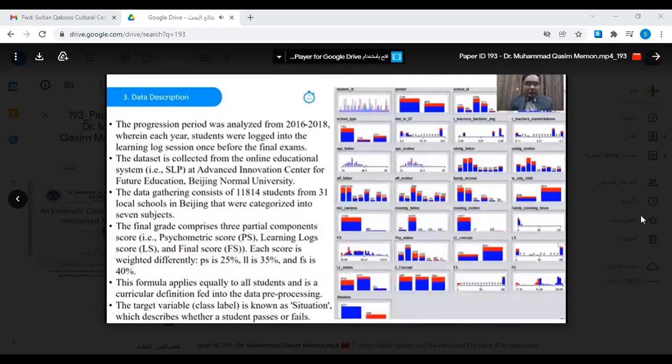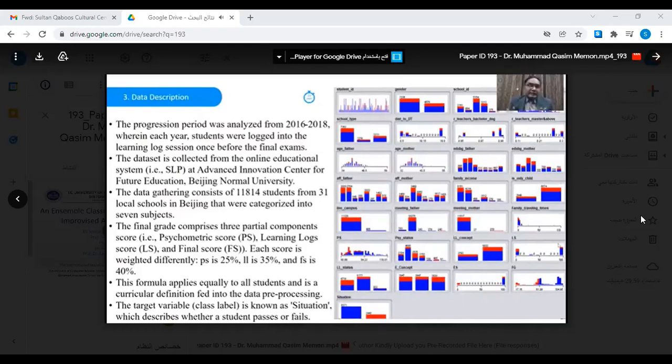So this is the data description. We just use a software to analyze the data, and you can see the different attributes here. The last attribute is the target label, and we have a formula to calculate the overall final score. This final grade comprises 3 partial components, that is psychometric score, learning log score, and final score. So each score is weighted differently. For example, psychometric score is 25%, learning log is 35%, and final score is 40%.